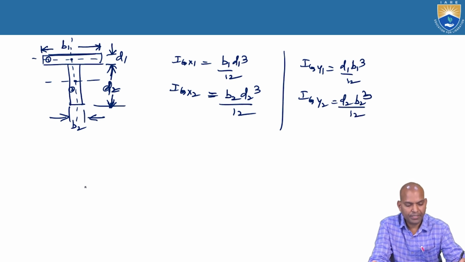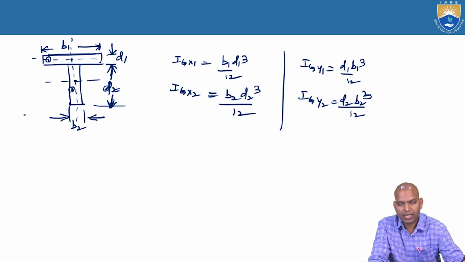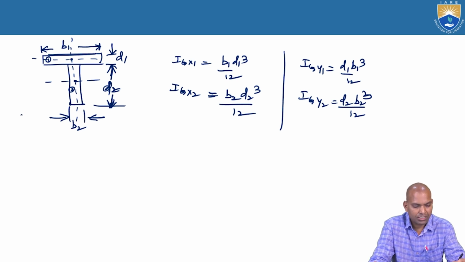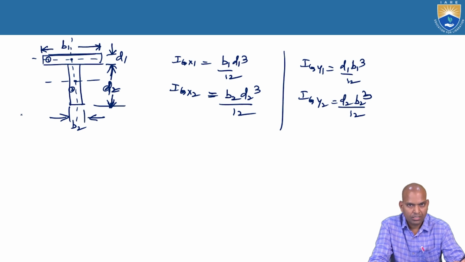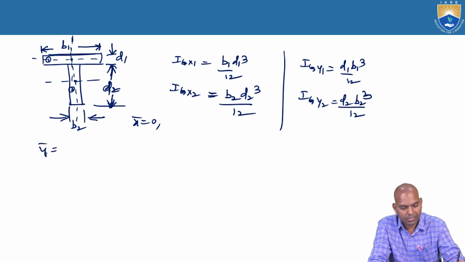We have to find out the moment of inertia about the centroidal axis of this T section. First of all, what is to be found? We have to find out bar x and bar y. Here the section is symmetrical about axis y, so bar x is passing through the centroidal axis, so bar x equal to 0. What about bar y? It is a vertical distance. How to find out bar y? This is a centroidal distance.